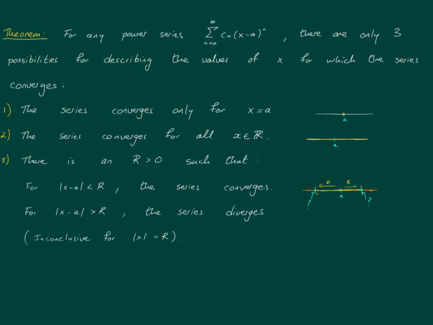So your power series either converges just at a, converges on every point of the real line, or it converges on some interval. Intervals centered at a, with potentially the endpoints or not. So it could be an open interval, a half open interval, or a closed interval. But it's always centered at a. So this theorem leads us to the following definitions.